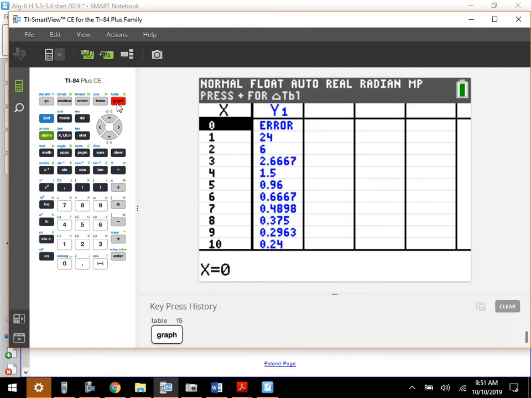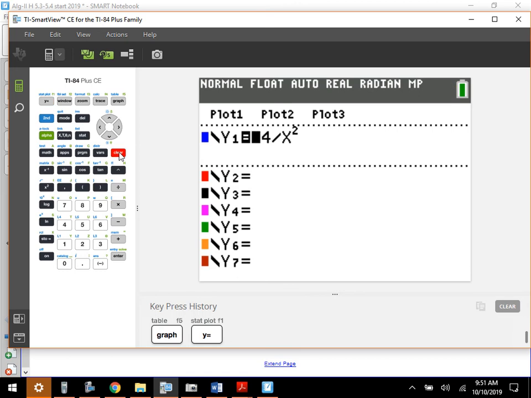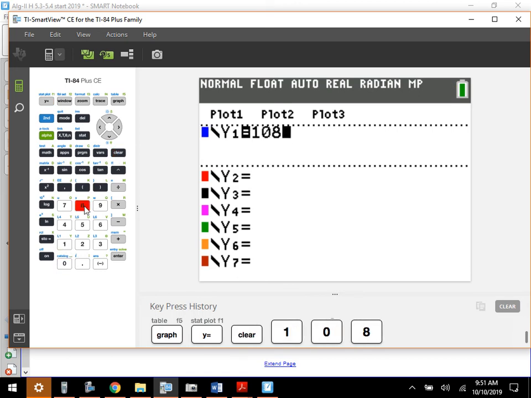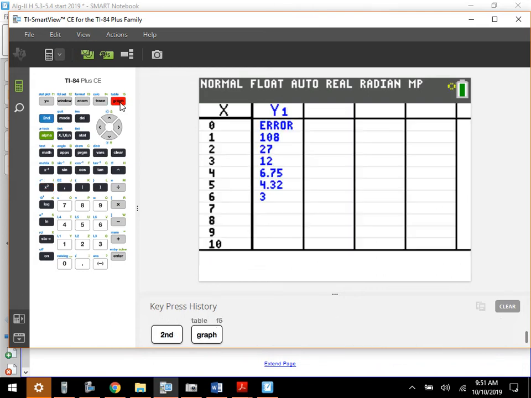Do 108. Y equals, clear it out, type in 108 divided by x squared. And once again, go to your table. What's the last value prior to going all decimals? So your answer is 6 root 3.